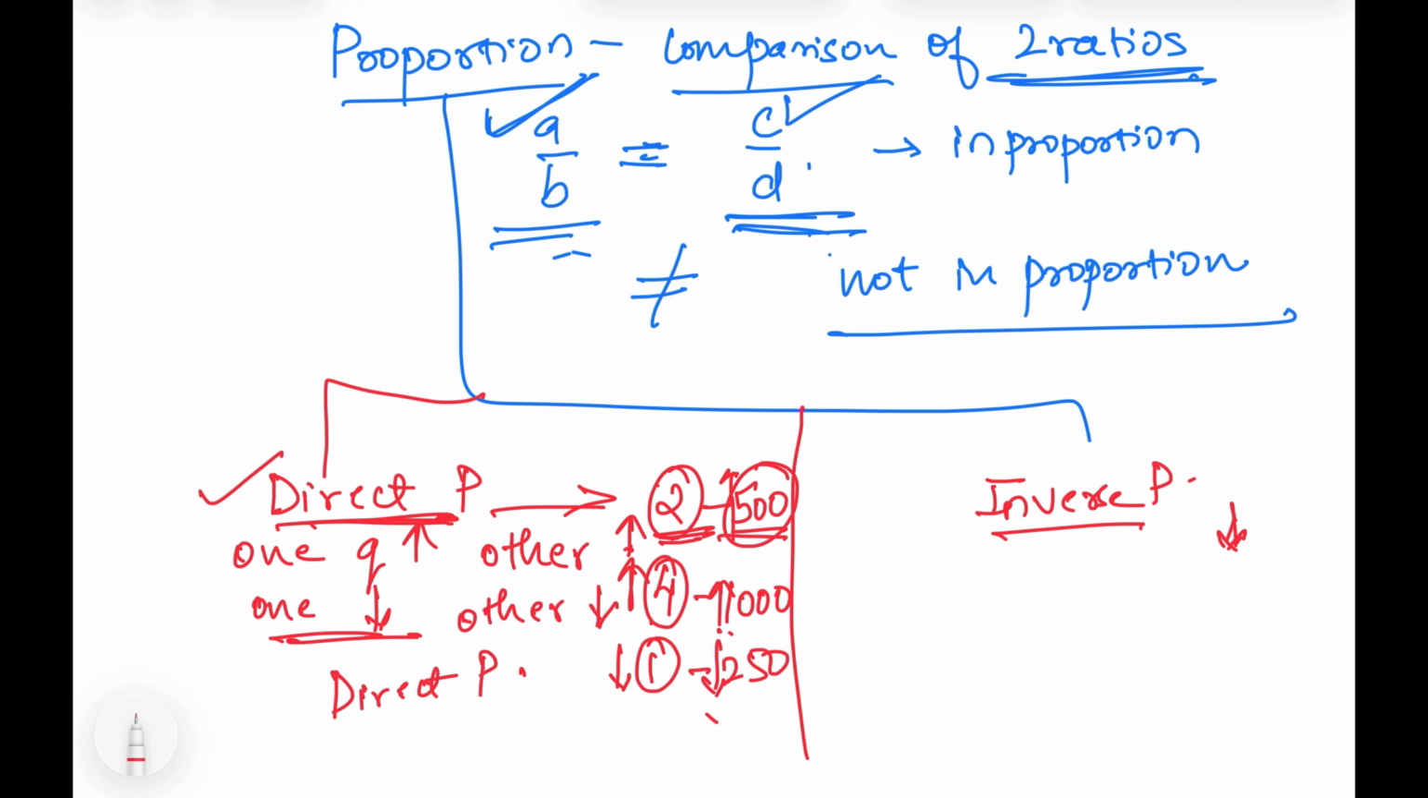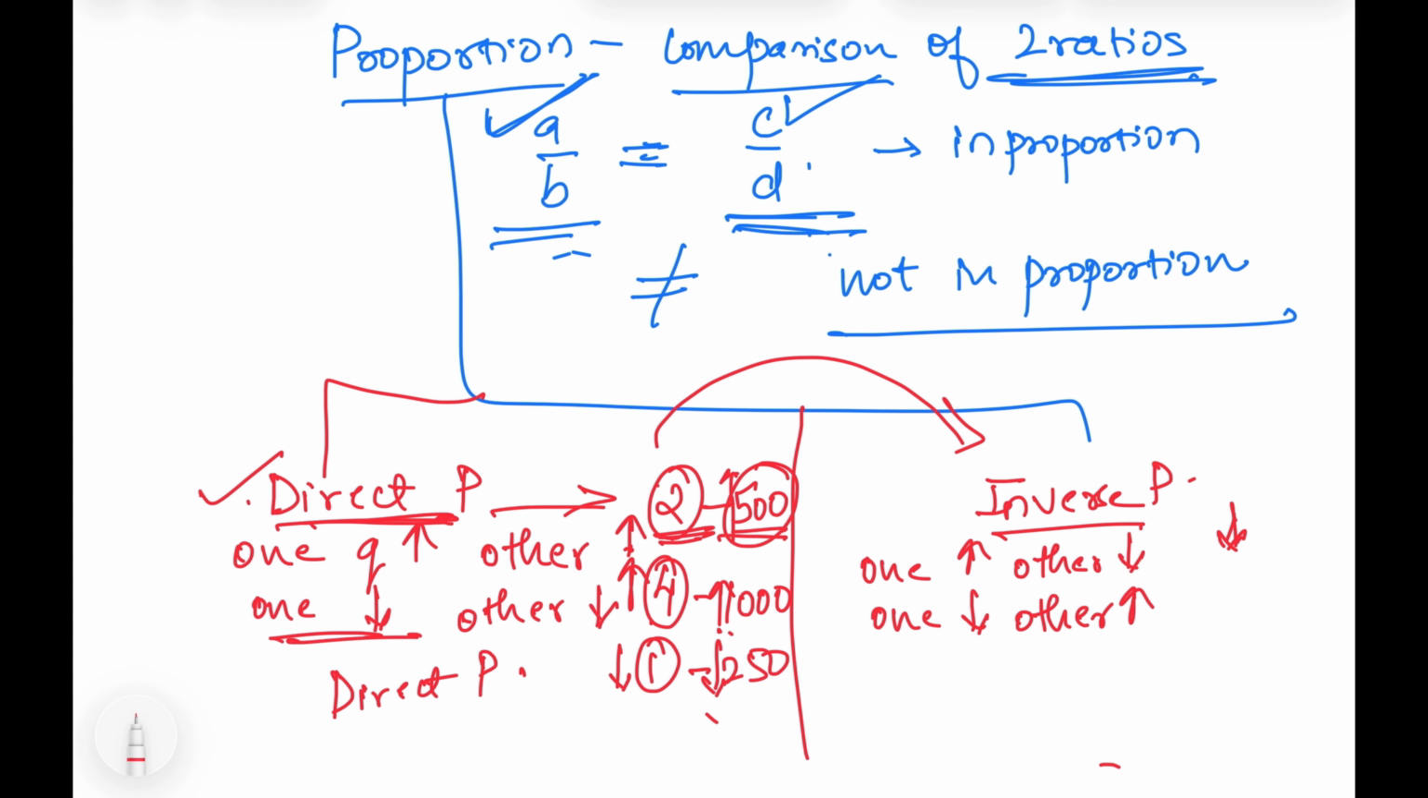Okay, I hope it's clear now. Now let's move on to inverse proportion. What is inverse proportion? Exactly opposite to what we did in direct. If the first quantity increases, the other will decrease. And if the first quantity decreases, the other will increase. It's exactly opposite of what is happening in direct. Now for inverse proportion also we'll take a very simple example, so that you understand what inverse proportion actually is.